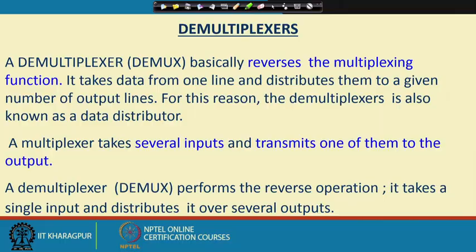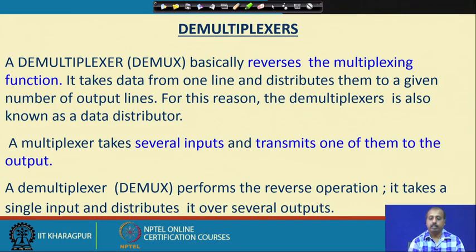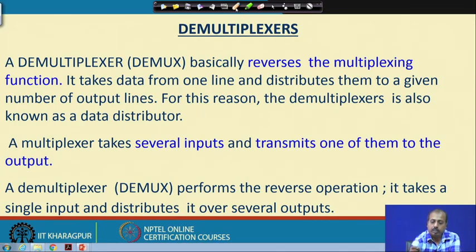So, the demultiplexer is also known as a data distributor, as the data is coming to the block and it is getting distributed to one of its outputs. A multiplexer, on the other hand, takes several inputs and transmits one of them to the output. The demultiplexer is just the reverse of the multiplexer, and symbolically you remember that we are showing a multiplexer like this.